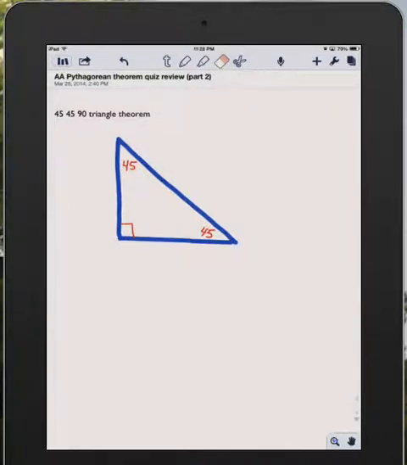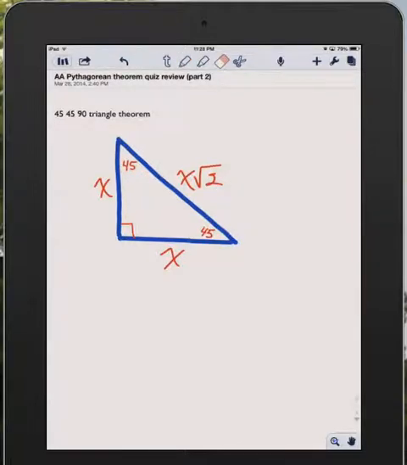Okay, a few problems to help review for next week's quiz. First, the 45-45-90 triangle theorem. The theorem states that the lengths of the two legs are always equal, so we'll call each side x, and the hypotenuse is that number times the square root of 2.